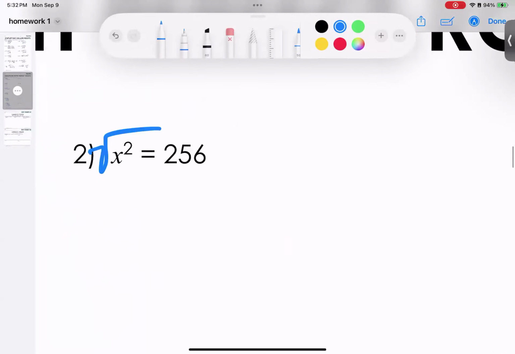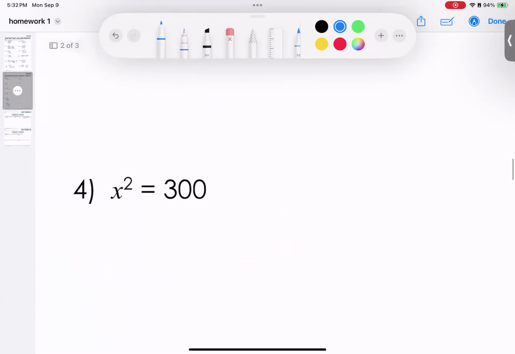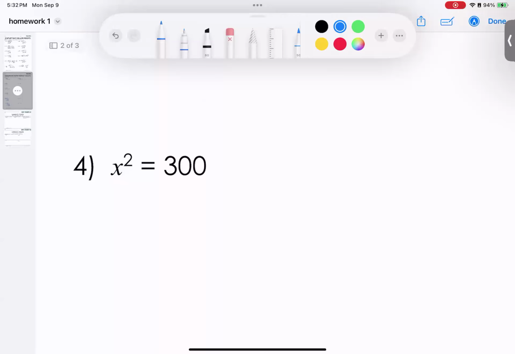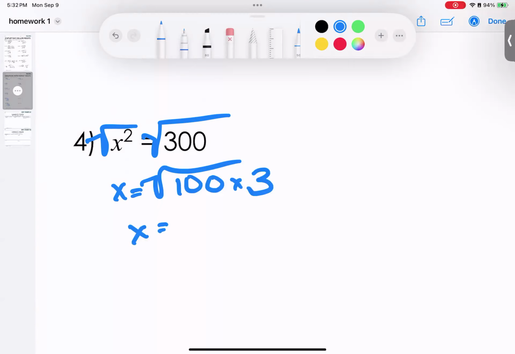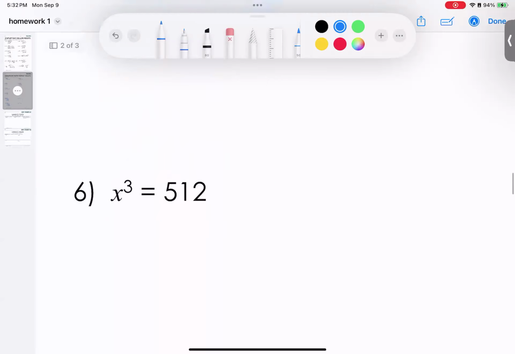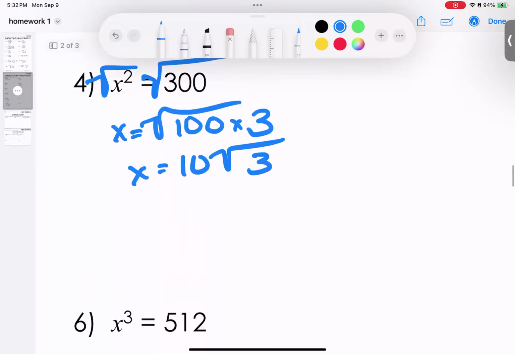Square root. X is equal to 16 or negative 16, because 16 times 16 is 256. Negative times negative is a positive. Over here, I don't have a perfect square for 300, but it is the same as 100 times 3. And 100 is a perfect square. 10 times 10 is 100. Square root of 3 comes down with me. I can also say negative 10 square root of 3.